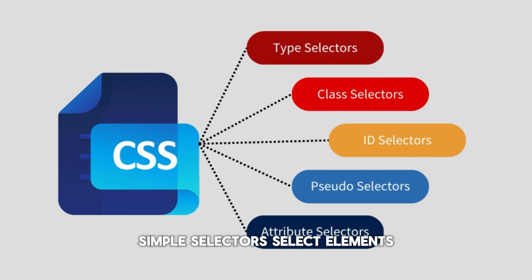Simple selectors select elements based on name, ID, class. Combinator selectors select elements based on a specific relationship between them. Pseudo-class selectors select elements based on a certain state. Pseudo-element selectors select and style a part of an element. Attribute selectors select elements based on an attribute or attribute value.